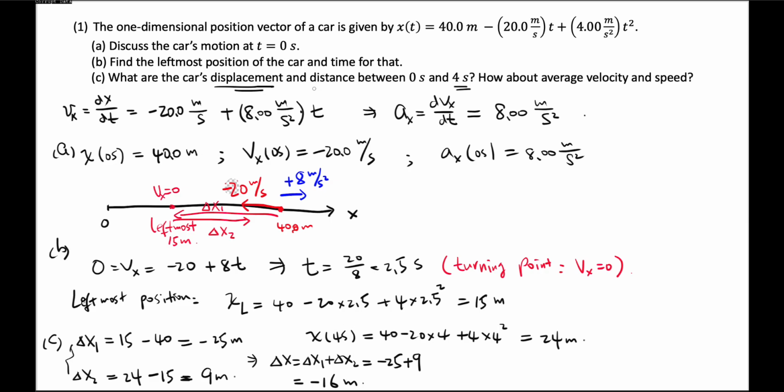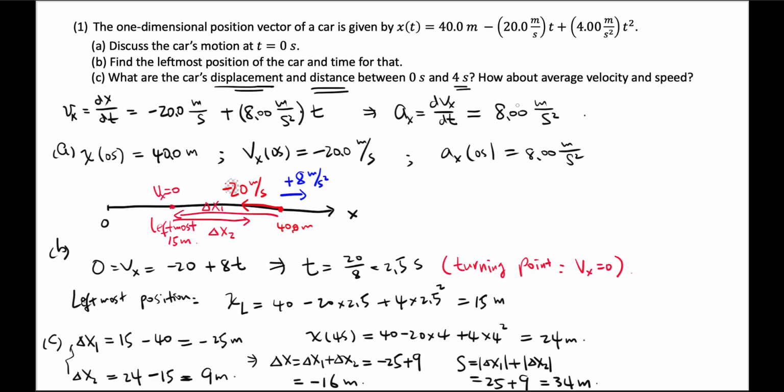But you also ask us about the distance traveled. Okay, so I'm going to use a symbol S here to represent the distance. So the distance will be the delta x1 magnitude plus delta x2 magnitude, and that gives us 25 plus 9 equals 34 meters. Okay, so when we talk about the distance traveled, it will be the car going to the leftmost position and then returning, and then we need to sum up those distances.